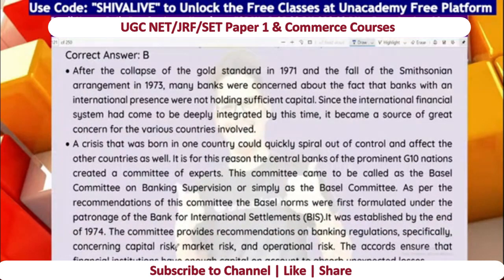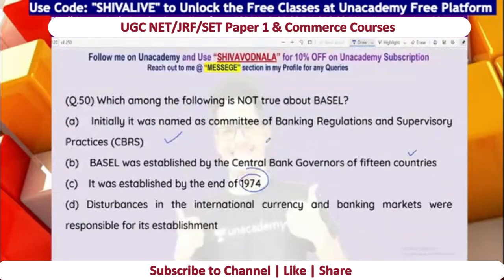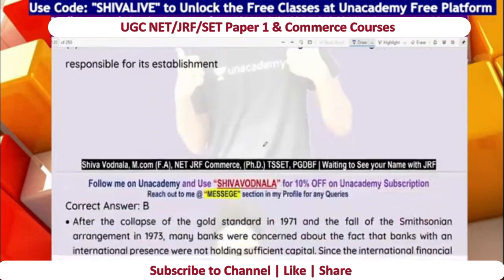Look at it: after the collapse of the gold standard in 1971, a crisis happening in one country could quickly spiral out of control, and the effect would reach other countries as well. In such a situation, in the year 1974, the Basel norms were introduced. Initially the name was the Banking Regulation and Supervisory Practices committee, established by the BIS.